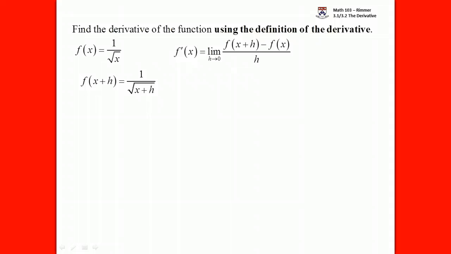Okay, if it was a times in between, maybe you could separate it. But not with the plus. So from this, we are to subtract f of x. So we just have this symbol in the numerator: 1 over the root of x plus h minus 1 over the root of x. That is our numerator. And from that, we are supposed to divide by h and take a limit.